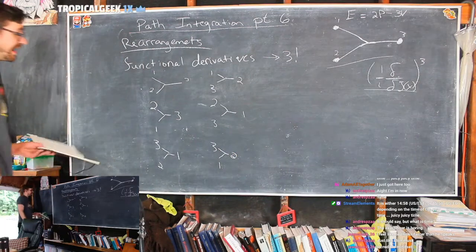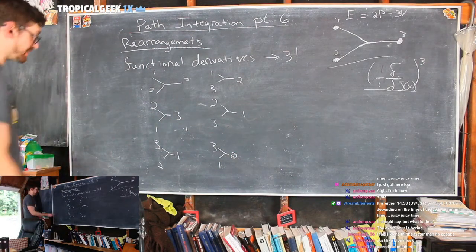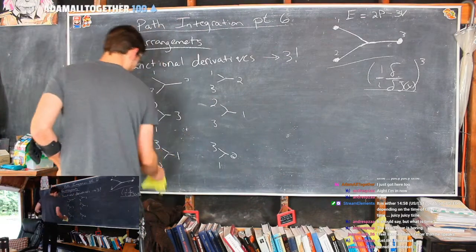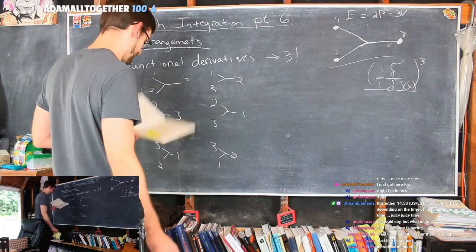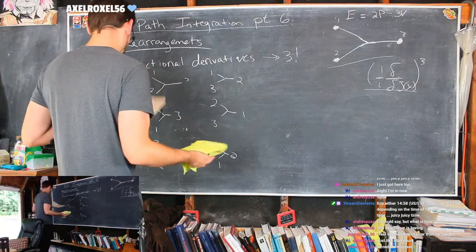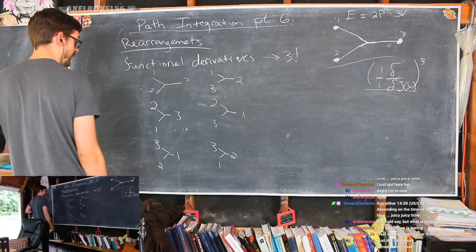So while these look the same, the sources are different, so we're going to end up over counting them. I'll explain. We're going to end up counting them too many times. That's a little bit jumping ahead, but that's the functional derivatives. So for the functional derivatives, we have a 3 factorial, okay?